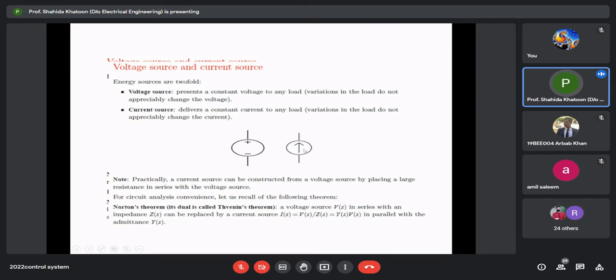Practically, a current source can be constructed from a voltage source by placing a large resistance in series with the voltage source. Okay, and for circuit analysis convenience, we can recall the theorem which is called Norton's theorem, and its dual is called Thevenin's theorem. A voltage source V(s) in series with an impedance Z(s) can be replaced by a current source I(s) equal to V(s) upon Z(s) equal to Y(s) V(s) in parallel with the admittance Y(s). Right? So you can write down these two symbols and these voltage and current source definitions.